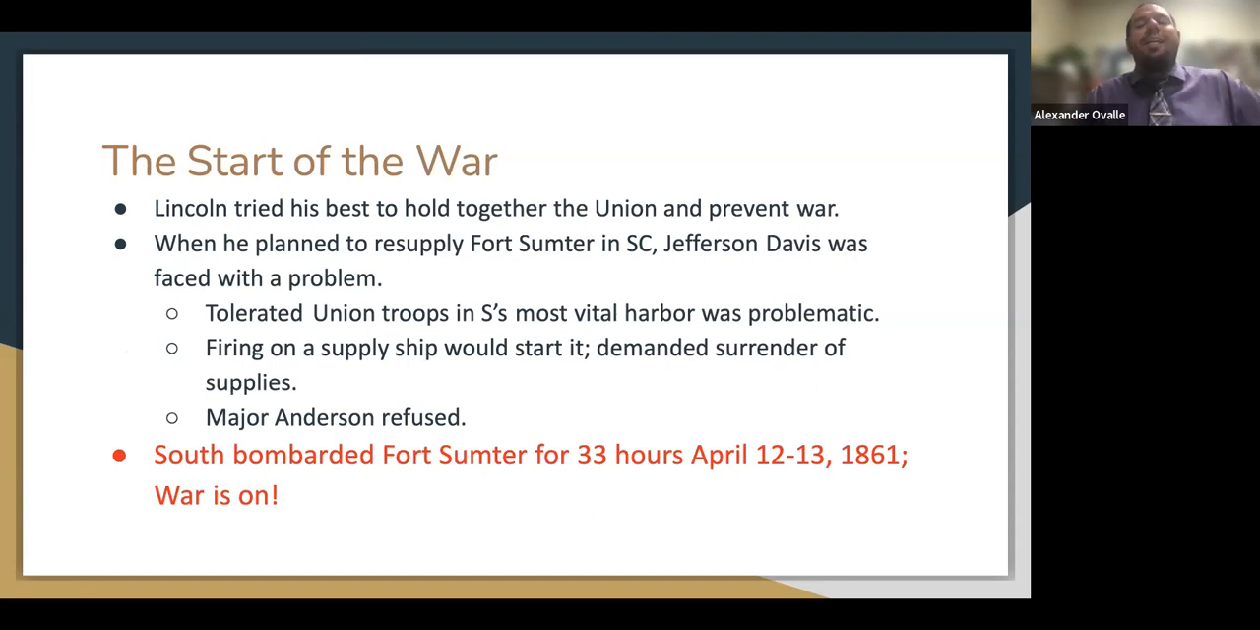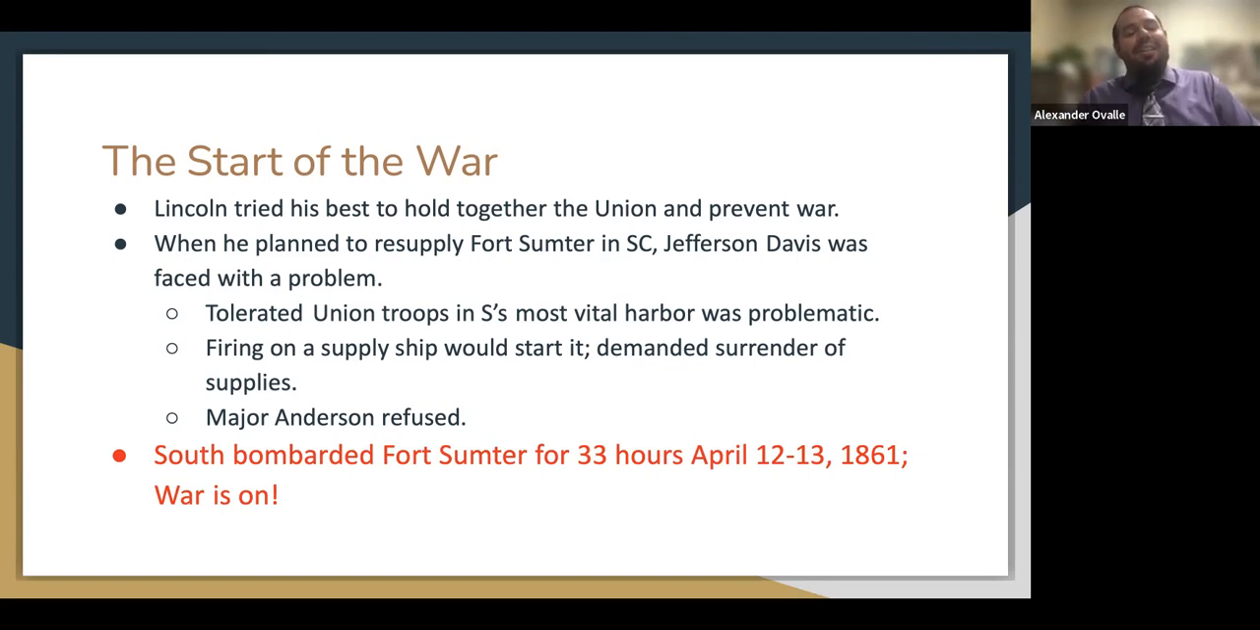So the start of the war, Lincoln tried his best to hold the Union together and prevent the war. So when he planned to resupply Fort Sumter in South Carolina, Jefferson Davis, new Confederate States of America President, was faced with a problem. The toleration of Union troops in the South's most vital harbor was problematic. Firing on a supply ship might start a war. Demanding the surrender of supplies also might. So they demanded in return the surrender of the supplies. The major in charge, Major Anderson, will refuse.